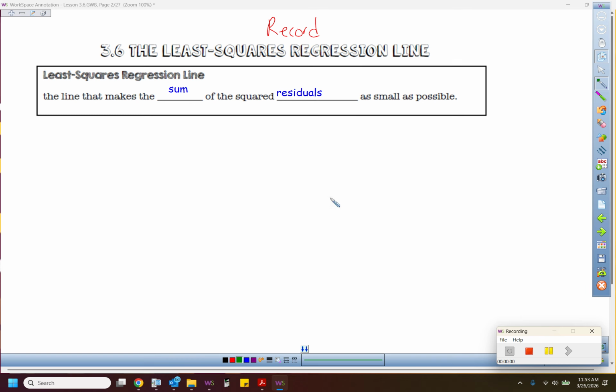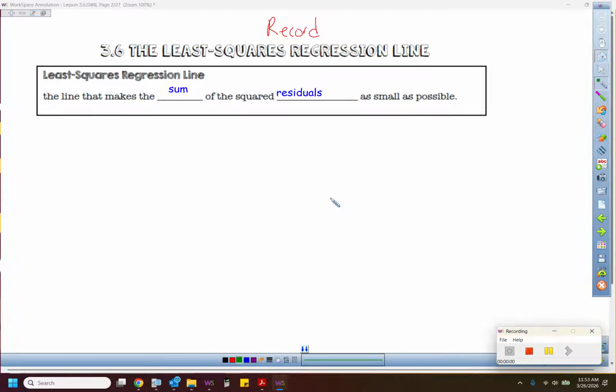So the least squares regression line is the line that makes the sum of the squared residuals as small as possible. That's fancy talk for it does a lot of math behind the scenes that we are not capable of handling. Even myself, I would not want to have to find the actual square of all the residuals in that situation. So that's what the least squares regression line is.